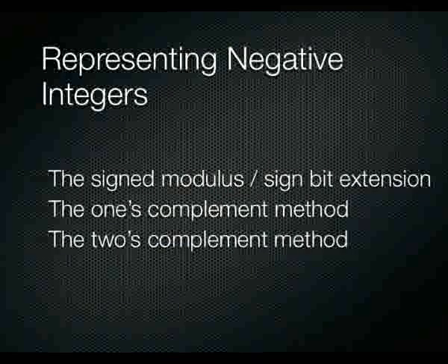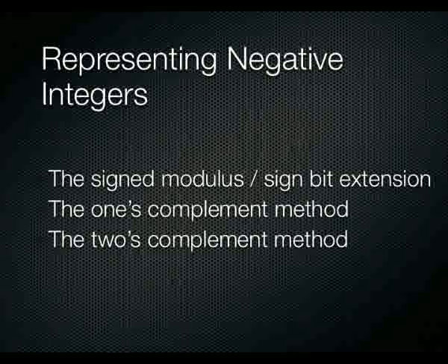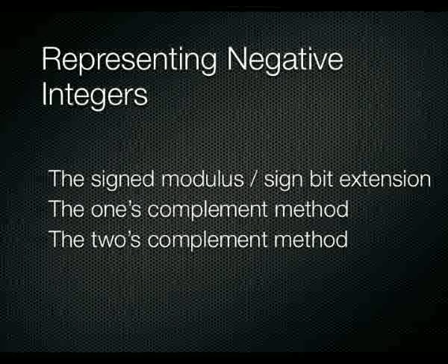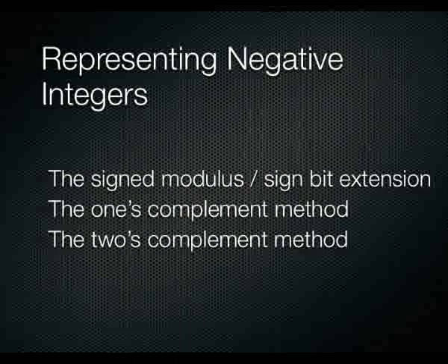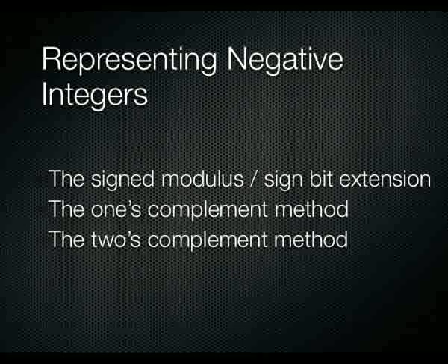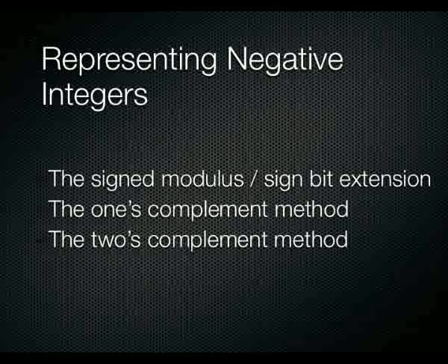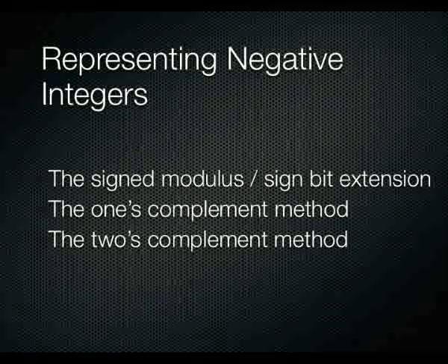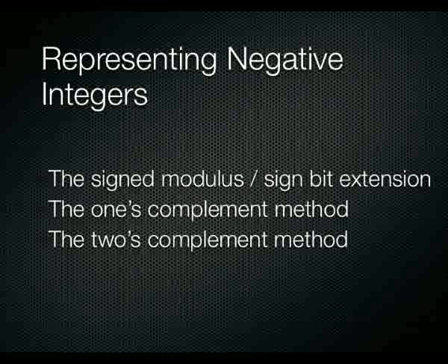Okay, one of the last things we're going to talk about is representing negative numbers on a processor. Up until now we've talked about positive numbers, but how do we represent negative numbers? I'm going to talk about three numbering systems and illustrate the problems with them. We'll talk about signed modulus, or signed bit extension, the ones complement method, and of course the twos complement method. These three numbering systems are used on microprocessors these days. They have their advantages and disadvantages, and I will illustrate them to you over the next few slides.